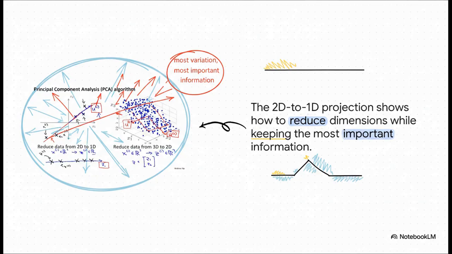Think of it like this. Imagine you're taking these scattered points and you're casting a shadow of them onto a single line. If you pick just the right line, you can shrink the data from 2 dimensions down to just 1, all while keeping the most important information, the main direction of the spread. It's about simplifying without losing the essence.